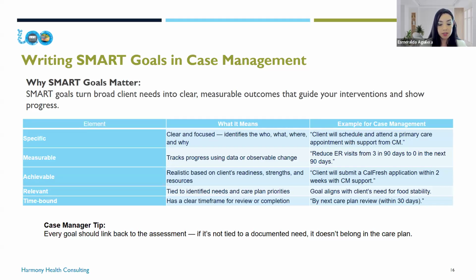And then the time bound. This is crucial. We always want a time frame for review and completion. This helps us stay accountable and gives us structure to follow. So by the next care plan review, within 30 days or however it is, whatever timeline you want to give. I know some of you, or your organizations, might follow the authorization period. So by the end of 6 months, by the end of 3 months, the client will achieve this with the care plan. So it really is meant to support the guidelines around the timeframes.